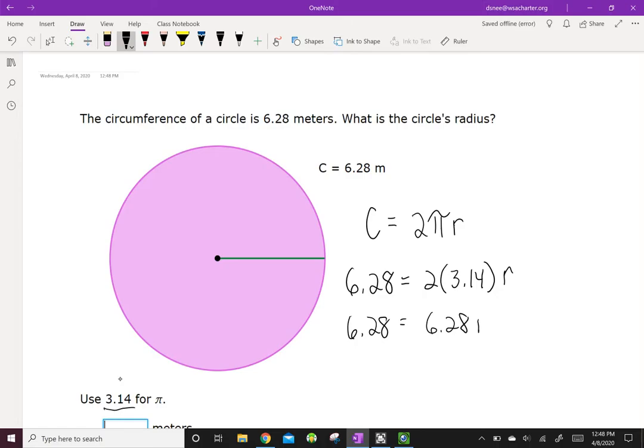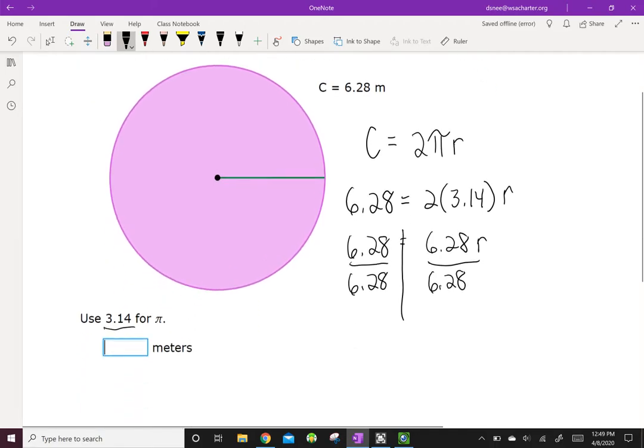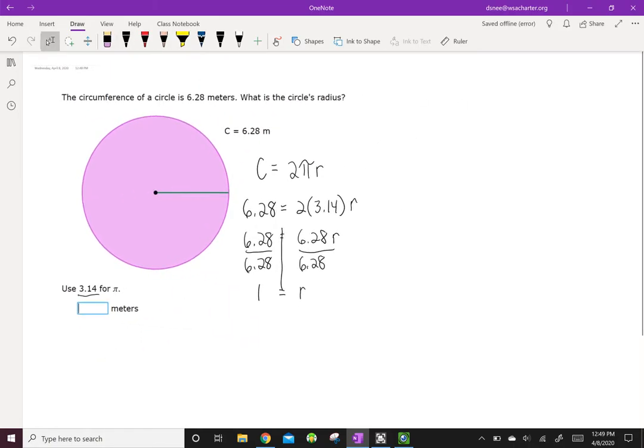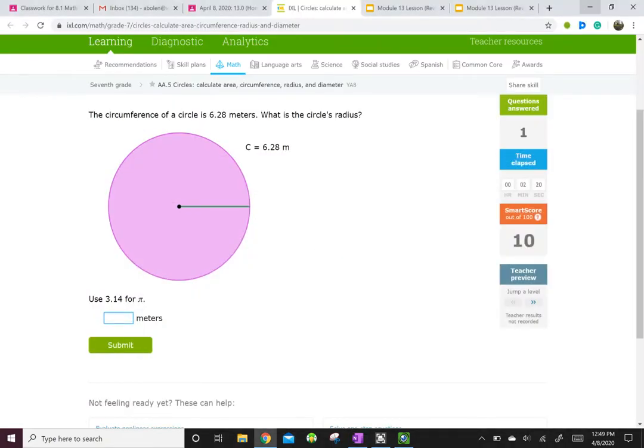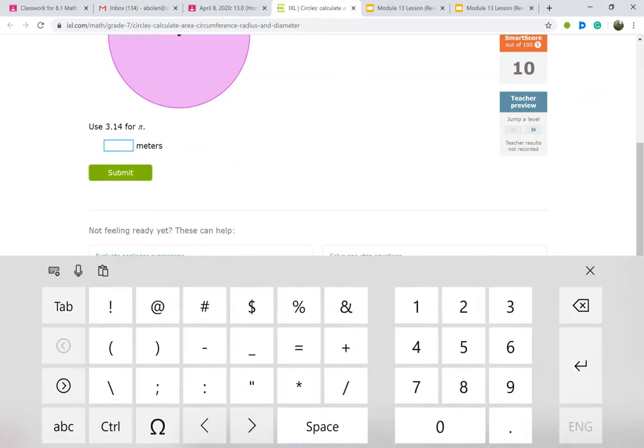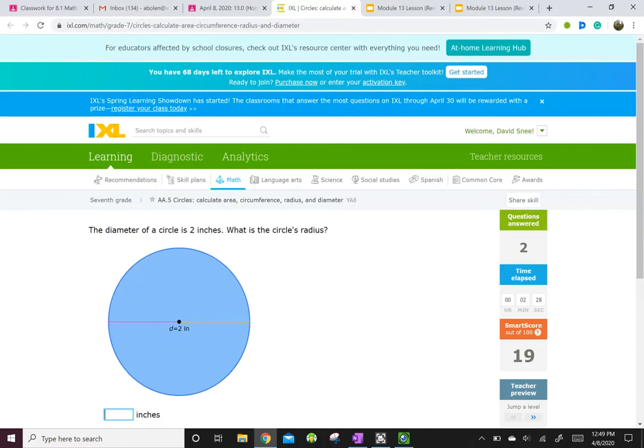Okay, so 6.28 equals 6.28 times the radius. So now, if I want to find what the radius is, I just have to divide both sides by 6.28. Dividing is the inverse operation of multiplication. So then I have r equals 1. So it's 1 meter is the radius of that circle. I go back here, I type my 1 into the box, and I submit. Okay, and that's all we did.